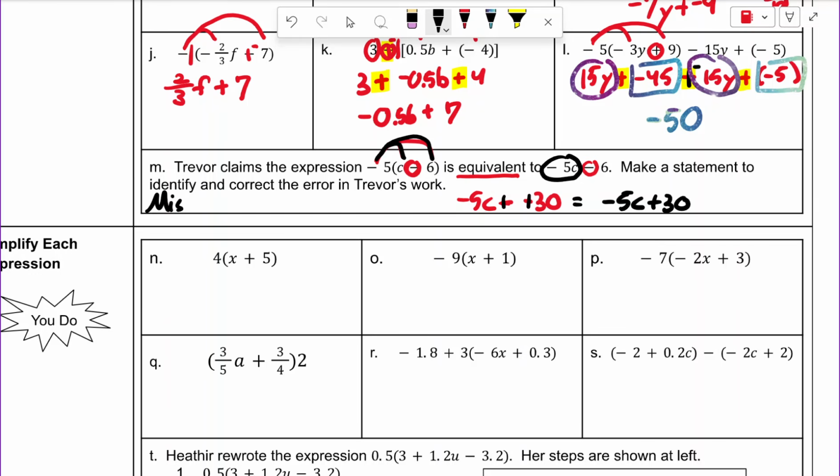We'll simply say he missed a term inside grouping symbols. Not a lot of room.